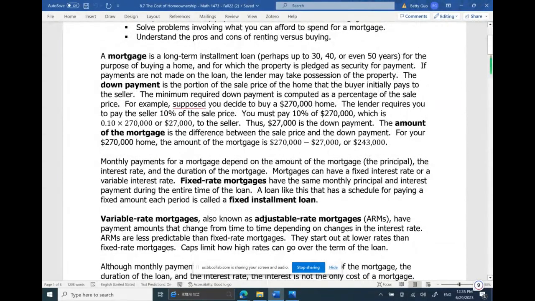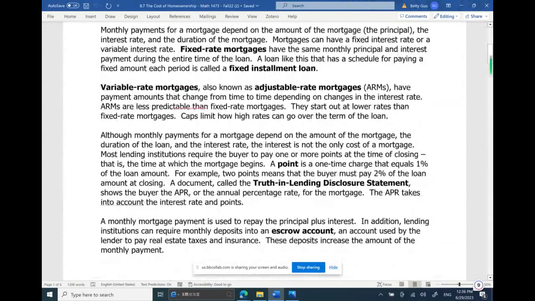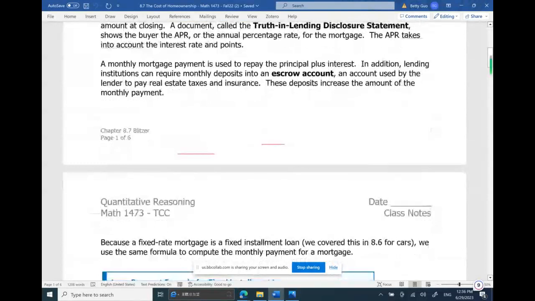Down payment, you have to save for that money, at least 20%, right? Points, possible. Sometimes they give you the option to lower the interest rate. And the closing cost, also including the escrow account fee.